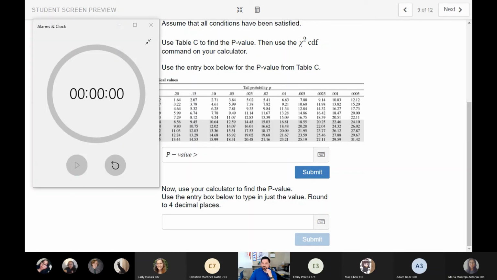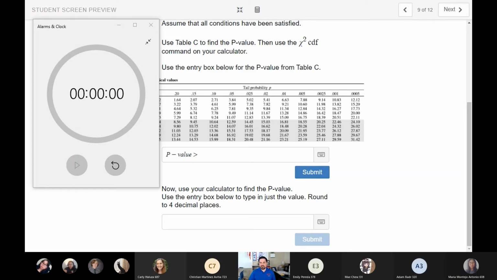Alrighty, so here we go. Let's talk about this. It seems that some of you got the exact p-value. That's great. And the p-value from table C is probably a little bit confusing, so we're going to talk about that.